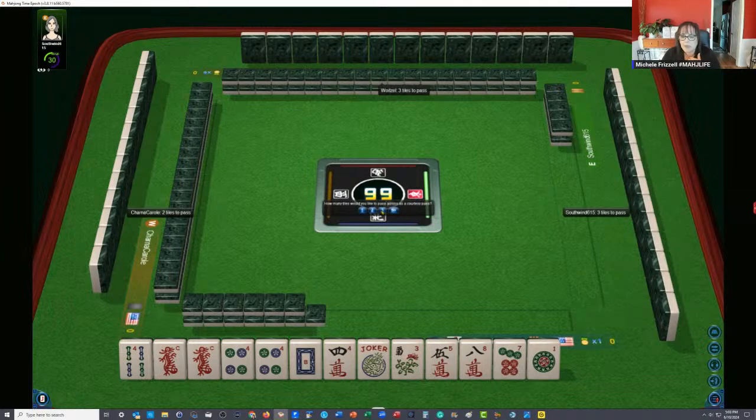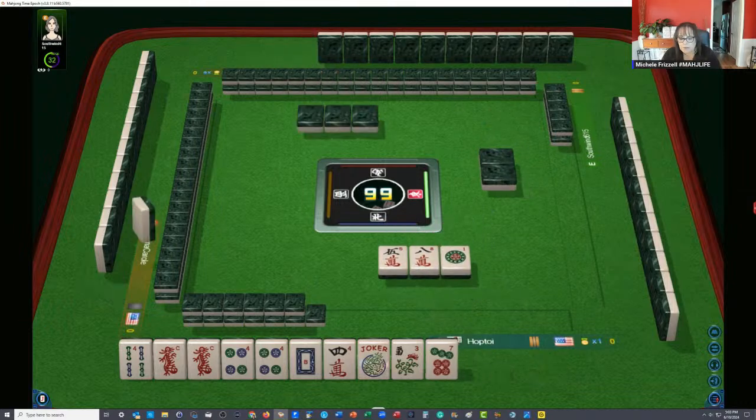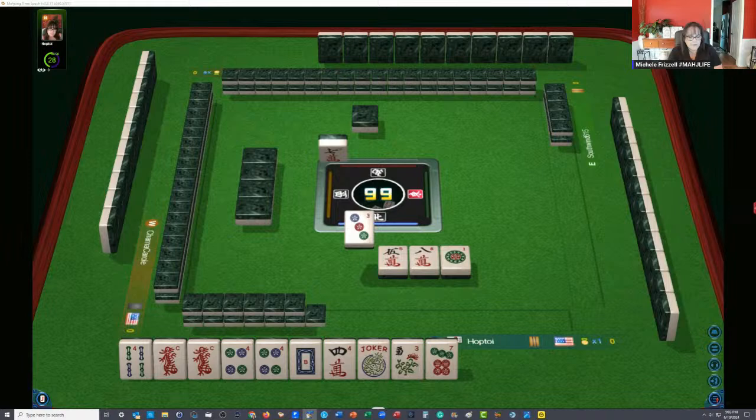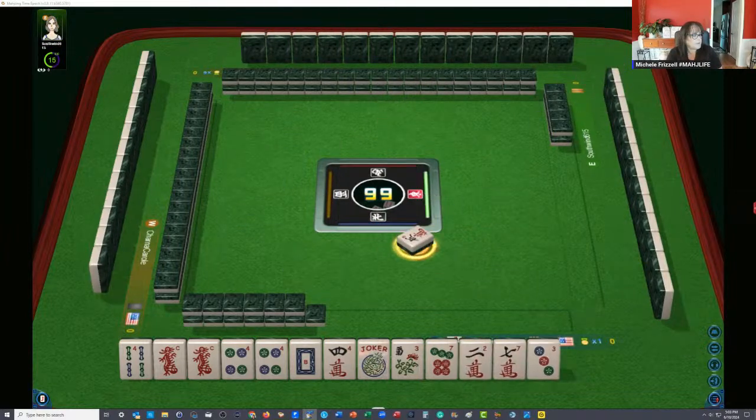Okay, so we're going to pass 3. I think I would do 1, 8, 5. All right, so now it looks like we're going to have 5 discards, 5 characters. So that means that we are an underdog.